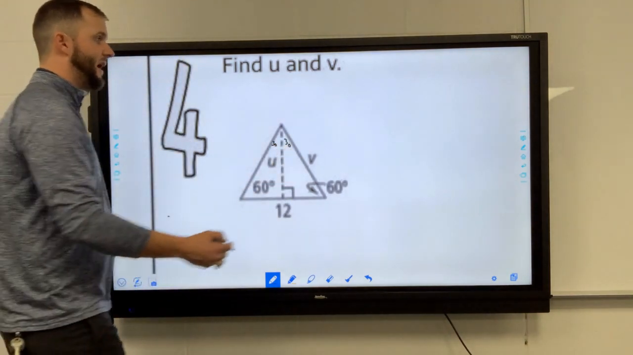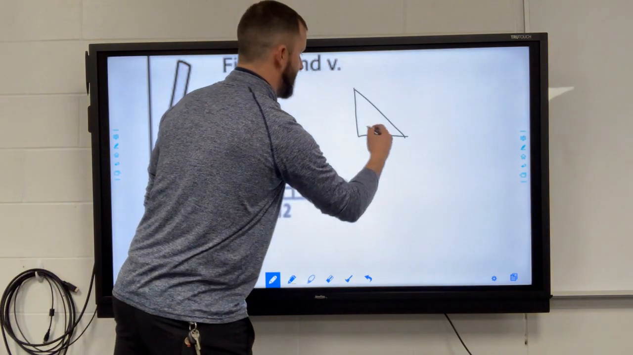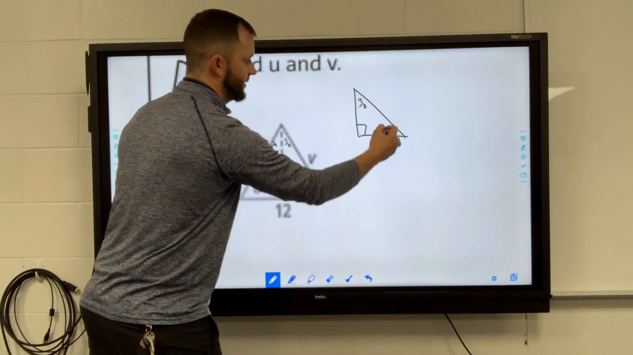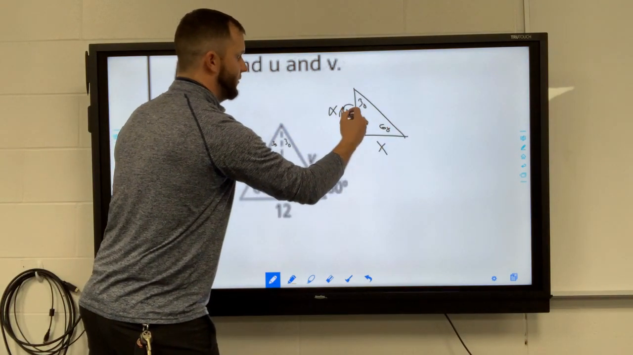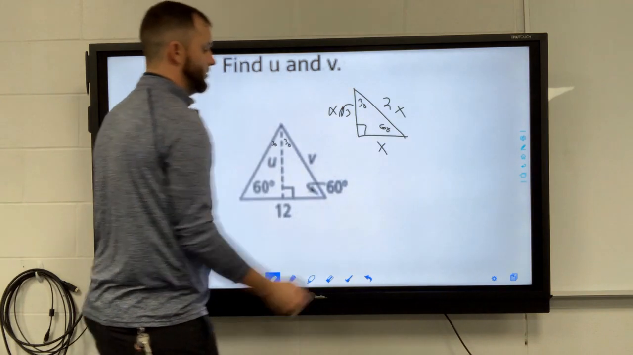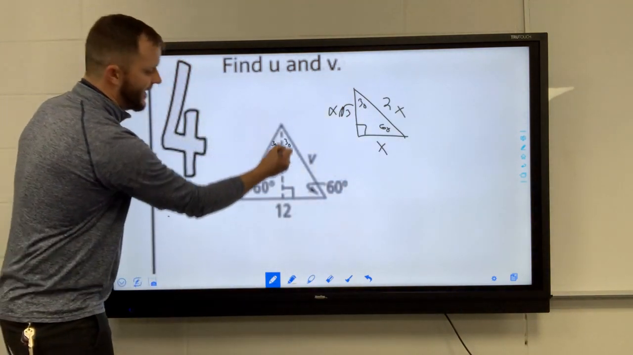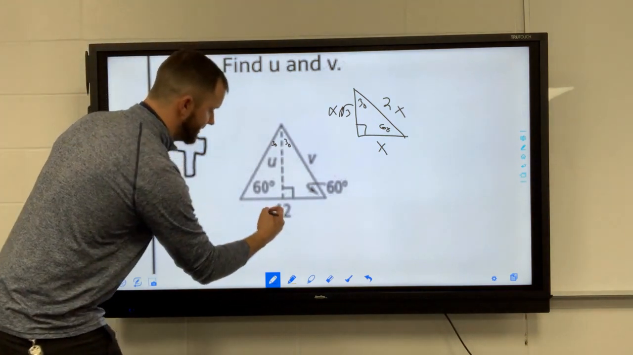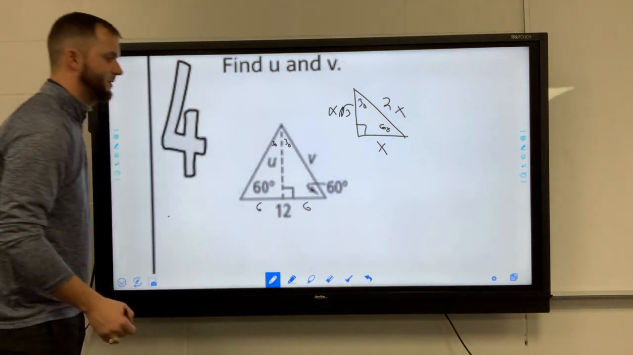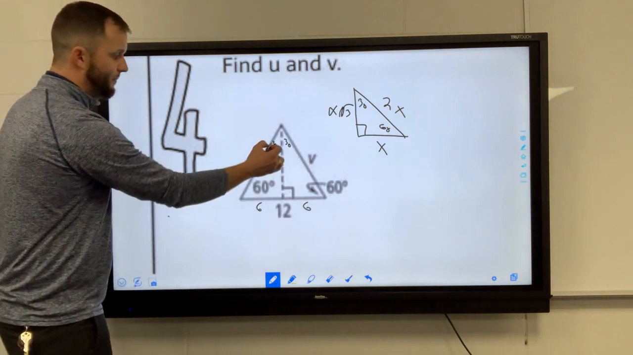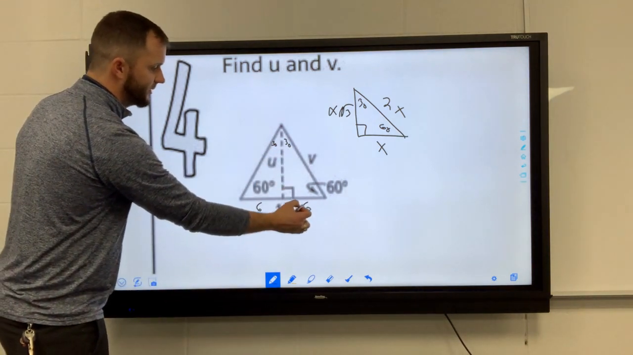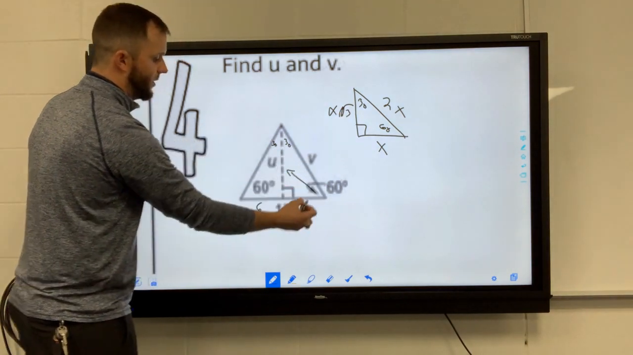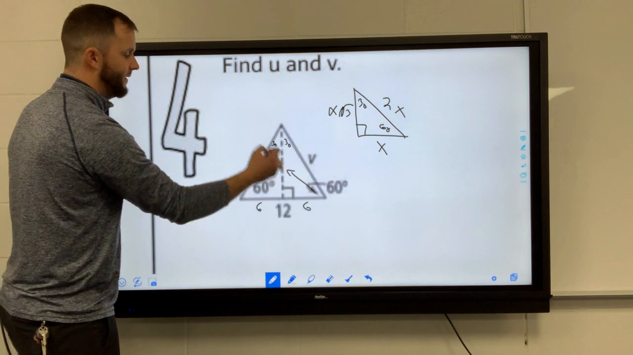Again, if I have a 30, 60, 90 right triangle, if this is 30 and this is 60, opposite the 30 is x, opposite the 60 is x square root 3, then my hypotenuse is going to be 2 times x. Right now this altitude is actually cutting this segment into 2 equal parts. So if this is 12, this side is 6, and this side is going to be 6. Opposite the 30 is going to be 6. Opposite the 60 is going to be x square root 3, so I'm just going to take 6 and multiply by the square root of 3.